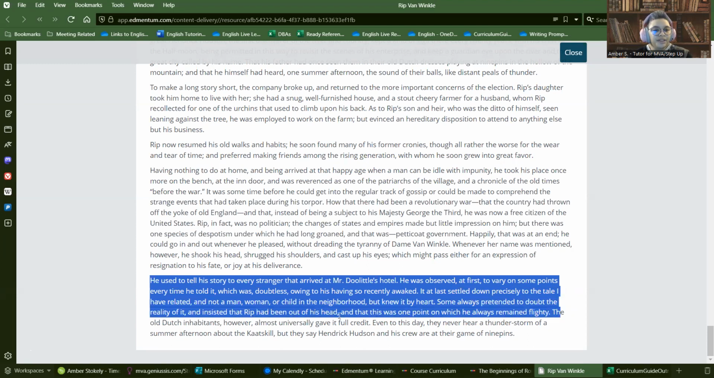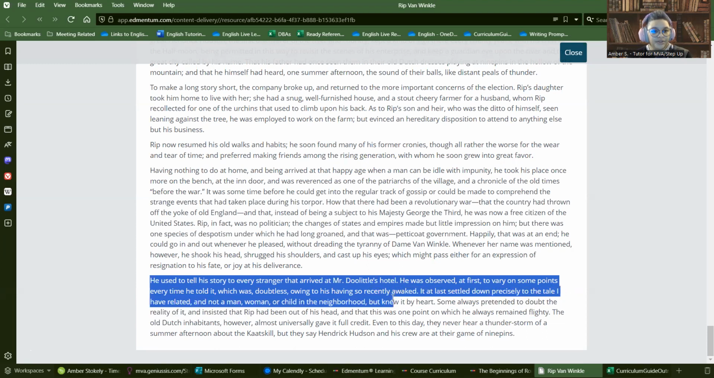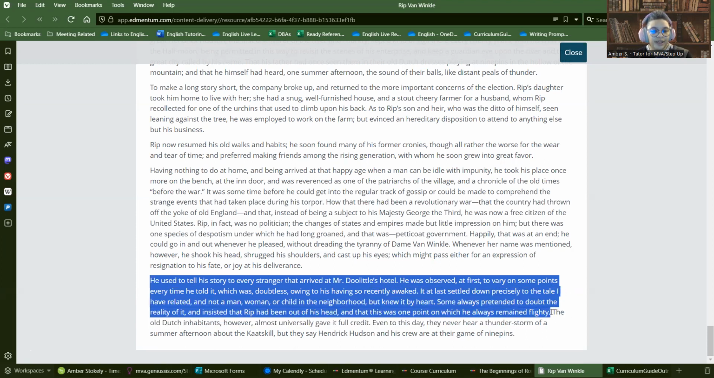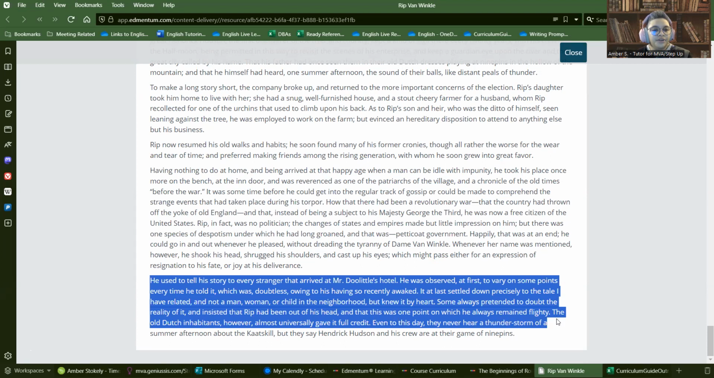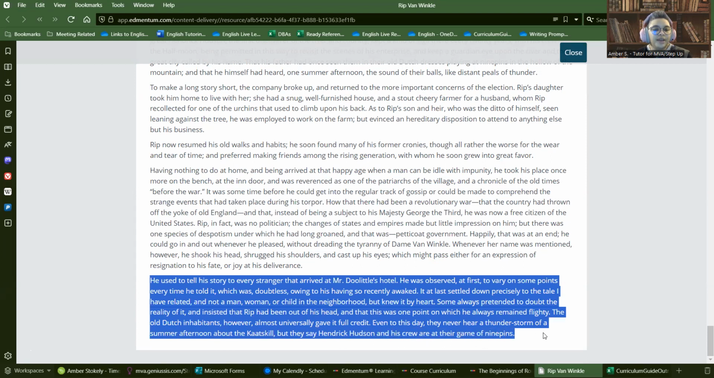Some always pretended to doubt the reality of it and insisted that Rip had been out of his head, and that this was one point on which he had always remained flighty. The old Dutch inhabitants, however, almost universally gave it full credit. Even to this day, they never hear a thunderstorm on a summer afternoon about the Catskill that they say Hendrik Hudson and his crew are at their game of ninepins.